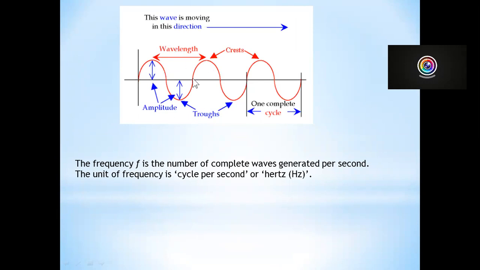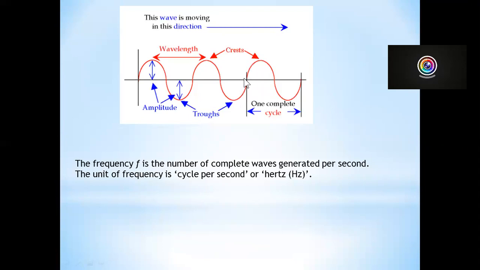So if you look again at this diagram, if we talk about the wavelength, we are talking about the distance between two crests. That's what we call a wavelength. And this top part of a wave, we call it a crest, while the bottom part of the wave, we call it a trough.